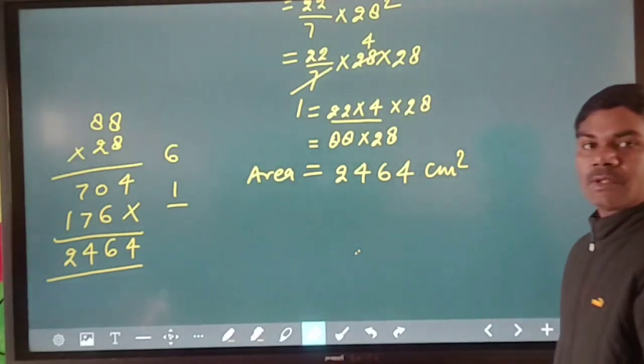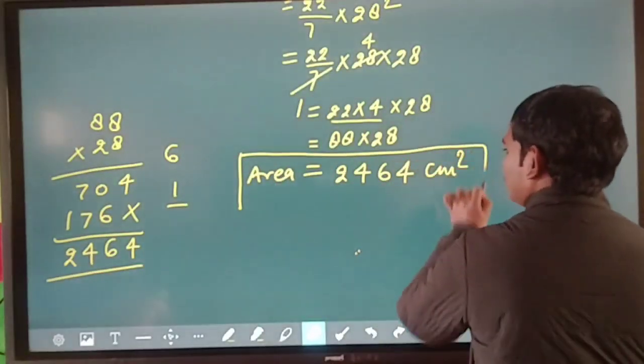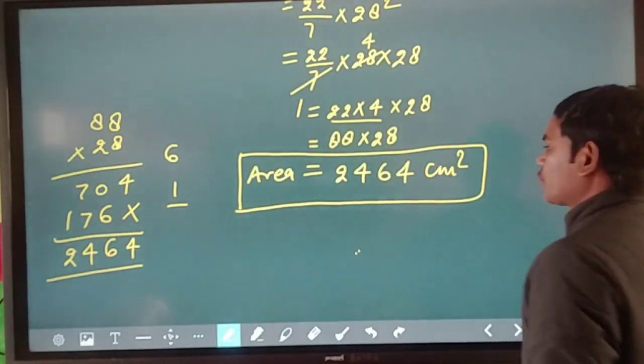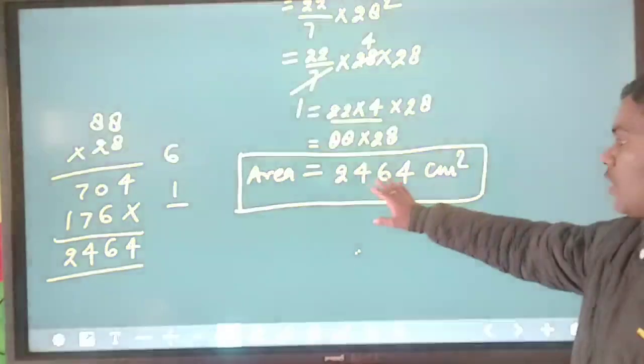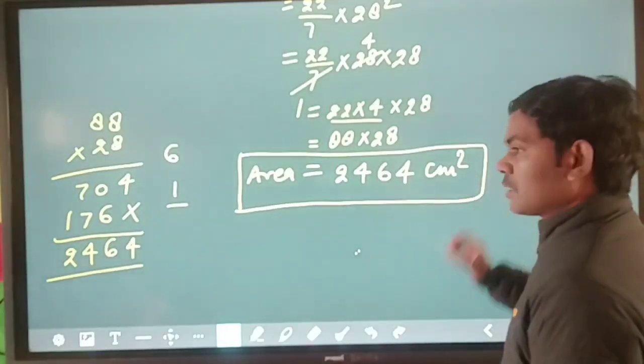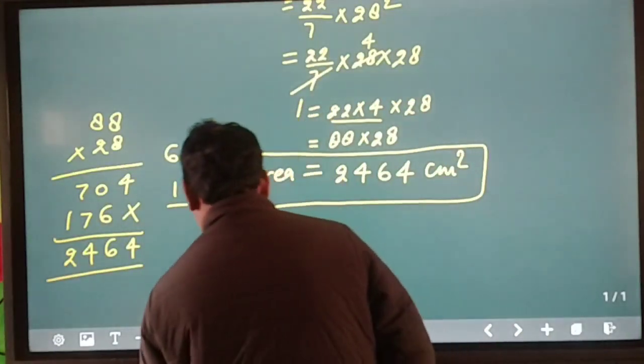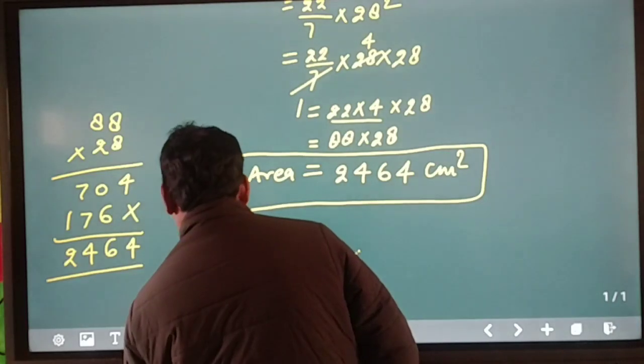So the area of the circle whose radius is 28 centimeter is 2464. The unit of area is always in the form of square. Let's see the next question.